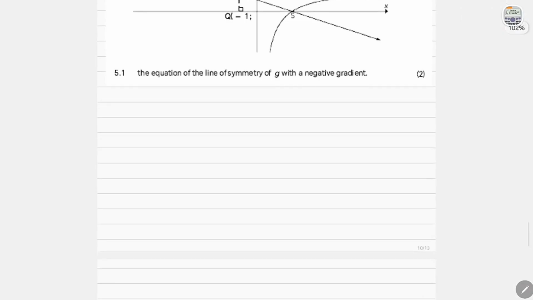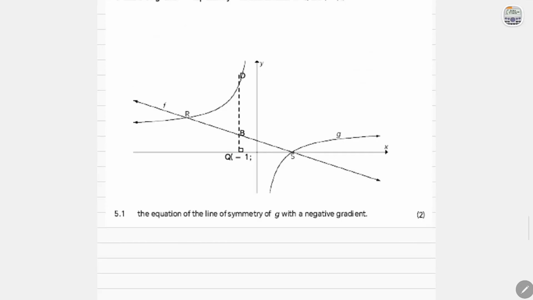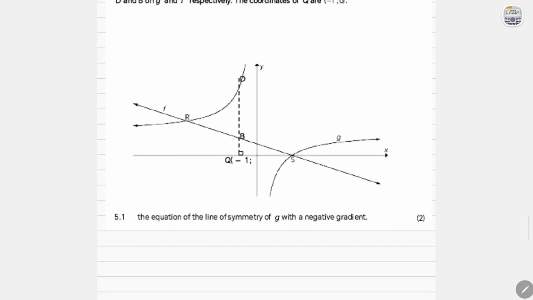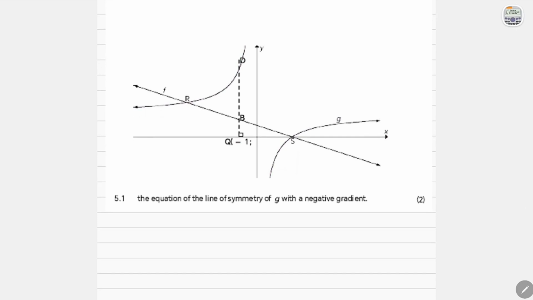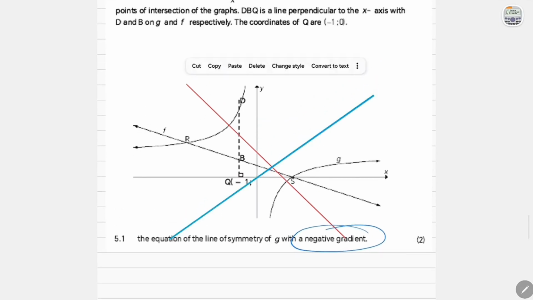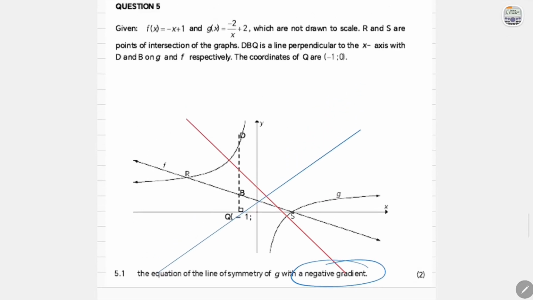Okay, so the first question, 5.1, says we need to determine the equation of the line of symmetry of G with a negative gradient. So the graph G is a hyperbola and it has two lines of symmetry, two lines that divide this graph symmetrically. So we could cut it like that, or we could cut it like that. But they're specifically asking for the one with a negative gradient. You'd usually use the one with a positive gradient to find the one with a negative gradient. Its equation works like this.